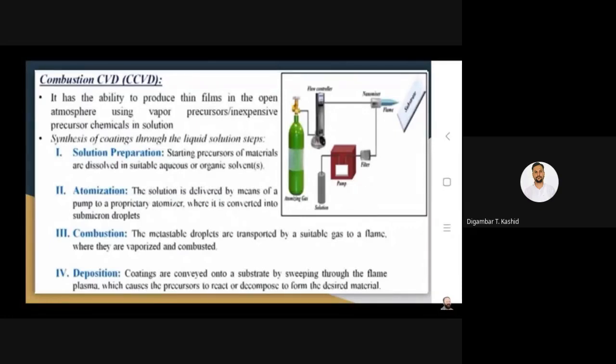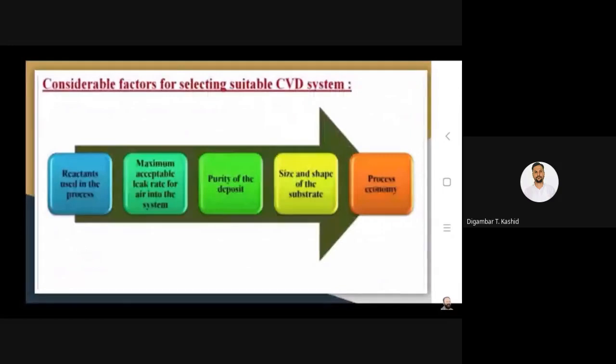Now we are going to discuss the considerable factors for selecting a suitable CVD. The first factor is the reactant used in the process. The third factor is the purity of the deposit, then the size and shape of the substrate, and the last one is called process economy.